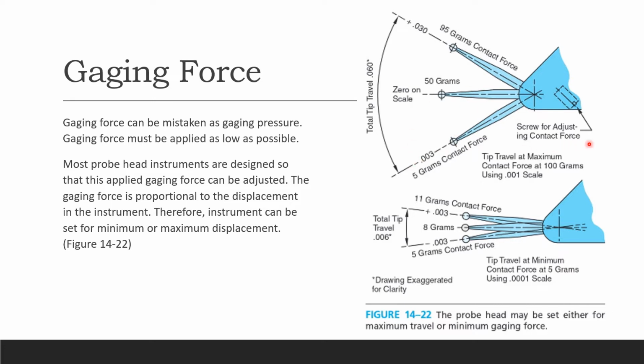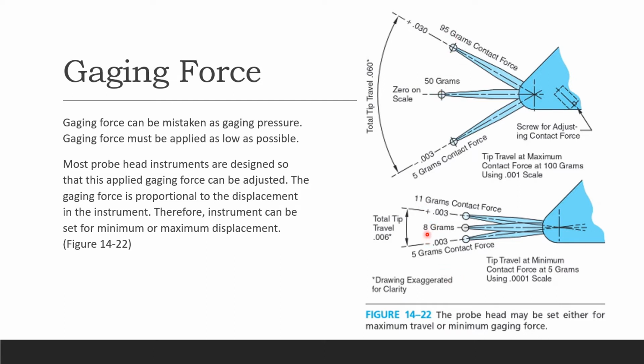The screw for adjusting contact force is right there. The tip travel at maximum contact force at 100 grams using 0.001 scale. So now we have 8 grams, you have plus 0.003 on that side, and on this side is minus 0.003. And you've got 11 grams force and you have 5 grams contact force. So say the force is lower, that one is really high.